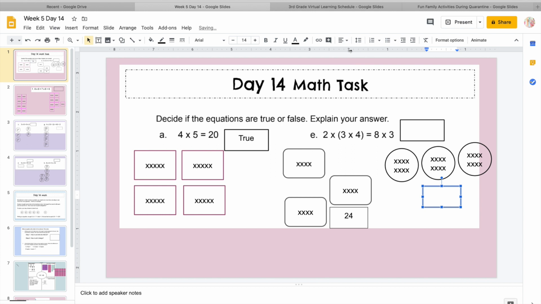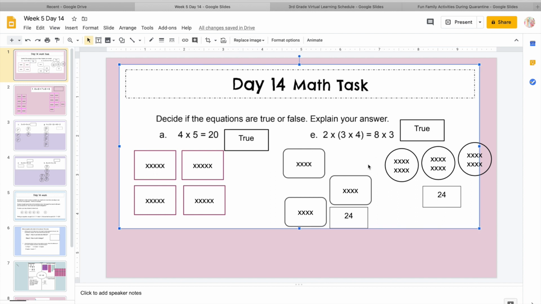So I know that this side equals 24 and this side equals 24, and it is saying it is equal. So this would be true. In order for it to be false, this side would equal 24, and this side would have to be a different number. But because they're the same, it makes this equation true.